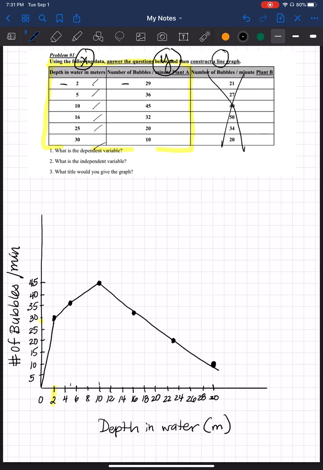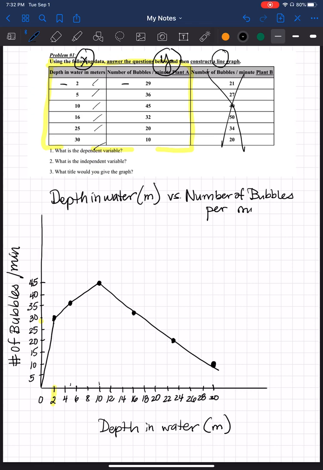So we need a title. Right? You can come up with something that relates bubbles and depth of water, or you can just go the easy route and just go depth in water in meters versus number of bubbles per minute. There you go. Simple, concise, to the point. If you want to get all frilly and creative with it, you can, but that's a simple, quick one. Right? So again, you need a title, axes labels, your numbers, and then the correct line graph, which we made here.